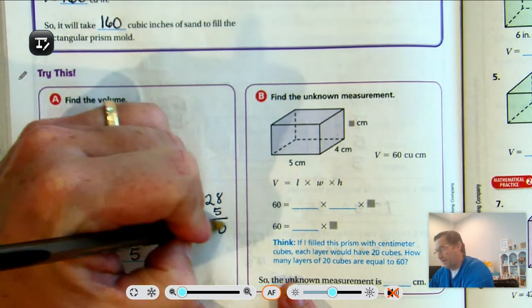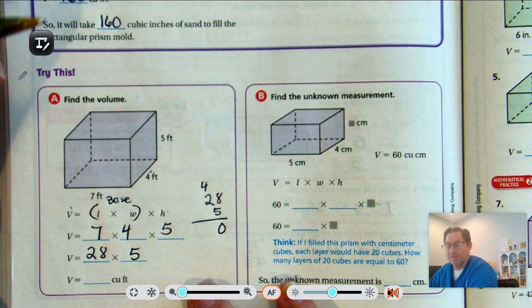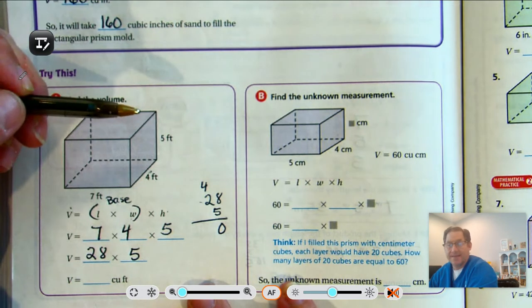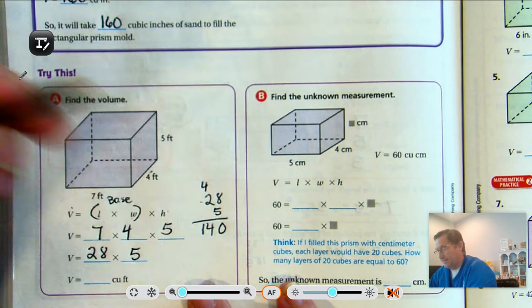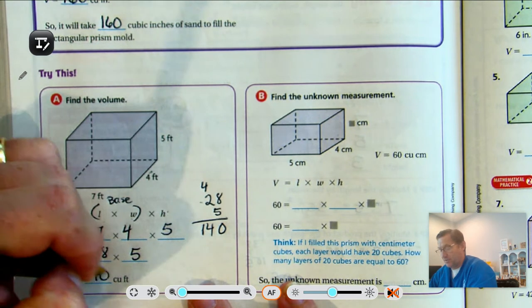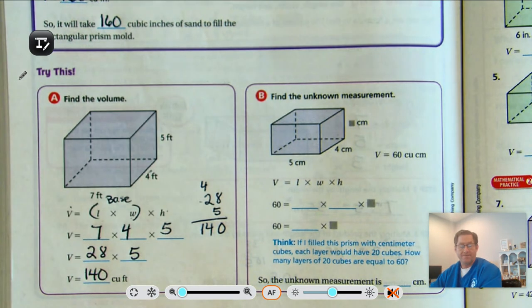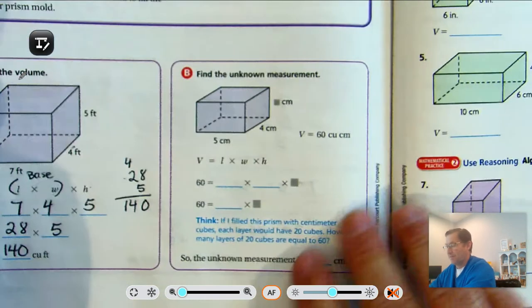5 times 8 is 40, right? Regroup that as 4 tens and 0 ones. 5 times 2 tens is 10 tens, plus the 4 regrouped tens is 14 tens. So 140 cubic feet. All right, B.